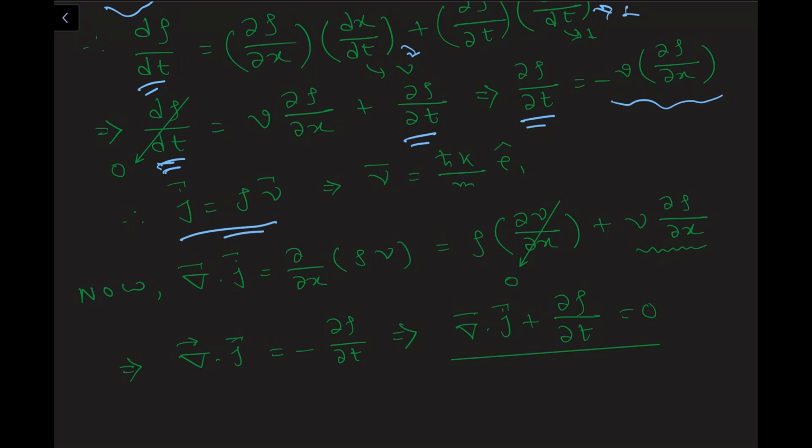Now we know J is given by rho into v, therefore v will be h cut k by m into e cap. So we already know v is given by h cut k by m into e cap, because h cut k is momentum and dividing by m gives velocity. All the terms here, h cut, k and m, are constants. We have to remember that.